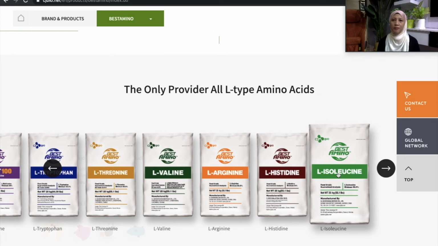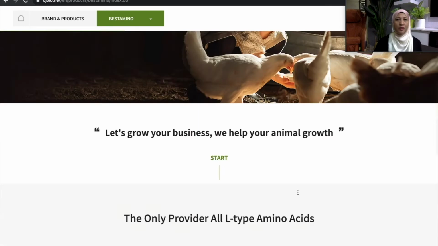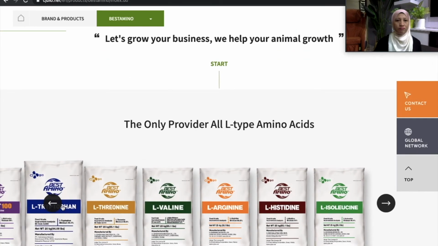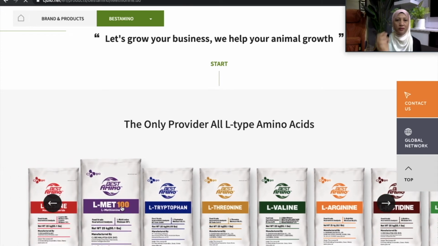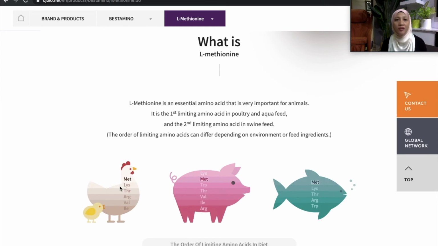These amino acids can be used to formulate the feed diet for various kinds of animals, right? So, for instance, if I choose, for example, L-methionine as a product. So what is L-methionine? Alright, so L-Met is an essential amino acid, right? It's very, very important for animals' diet. It is considered the first limiting amino acid in poultry and aqua feed, and the second limiting amino acid in swine feed. You can see the description here. For example, in chicken, methionine is the first limiting amino acid. However, in swine, it is the second limiting amino acid. However, it also depends on the diet that you give to your animals.